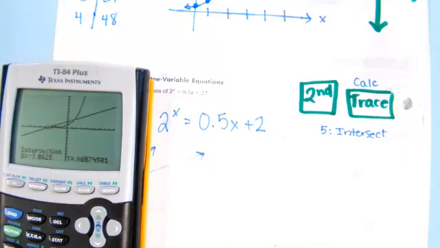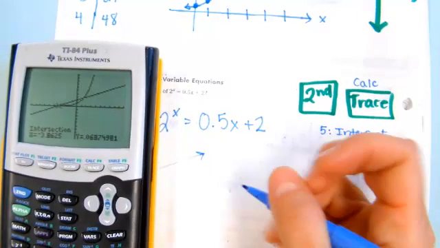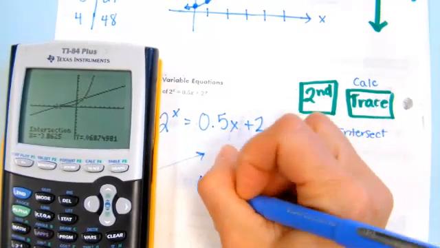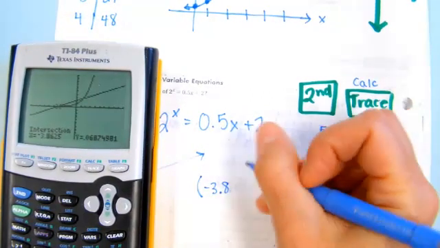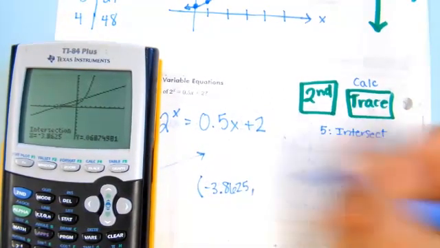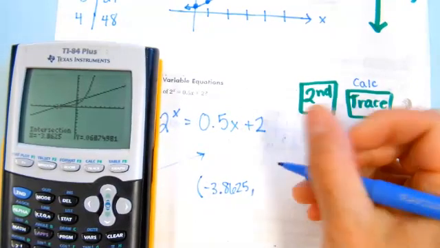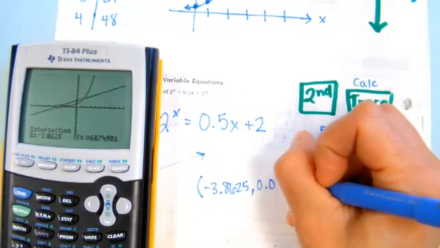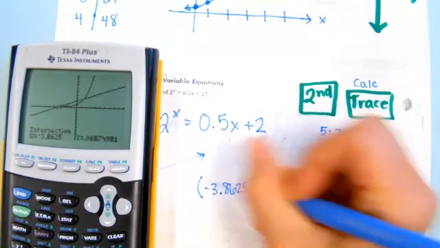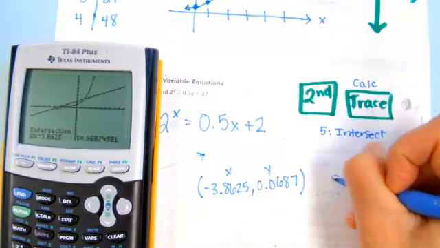So our first intersection are the solutions. So the first one is x is negative 3.8625 about, comma, and we're going to have to round this one, 0.0687. All right, so that's our first solution.